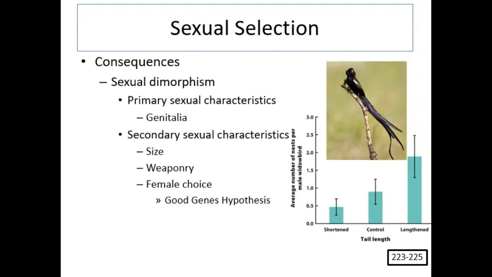A related idea is something called the good health hypothesis, which says that if that male is able to maintain this really impressive secondary sexual characteristic, he must be pretty healthy. Maybe he must be able to get enough food, have a good immune system, and that choosing those males with the most extreme secondary sexual characteristics is going to give the female a male that can help because he has good health and will pass on genes for good health and good other things to the offspring.